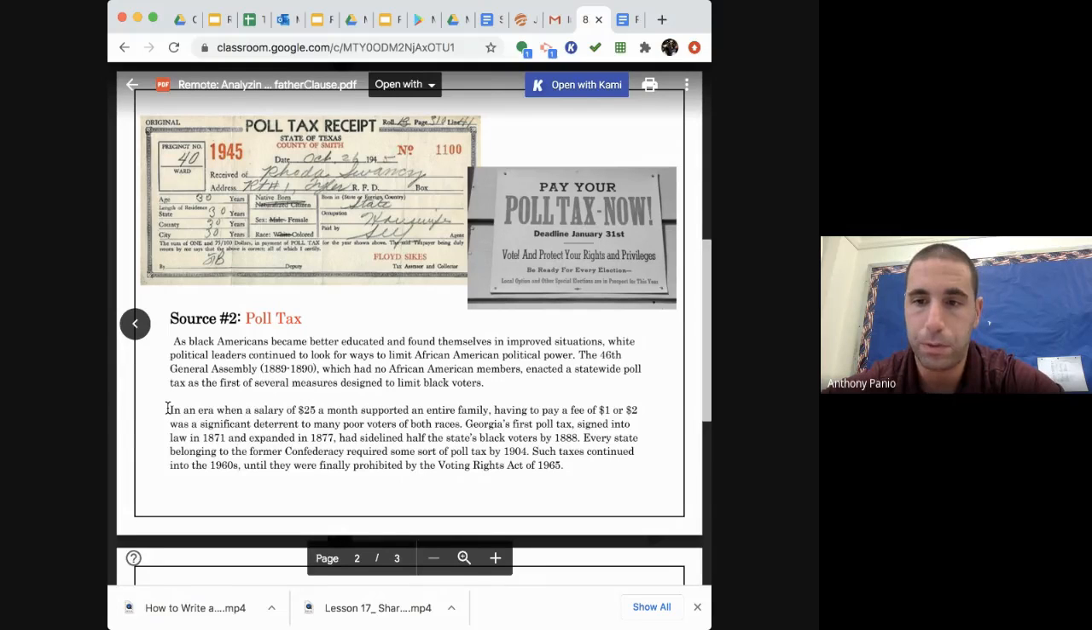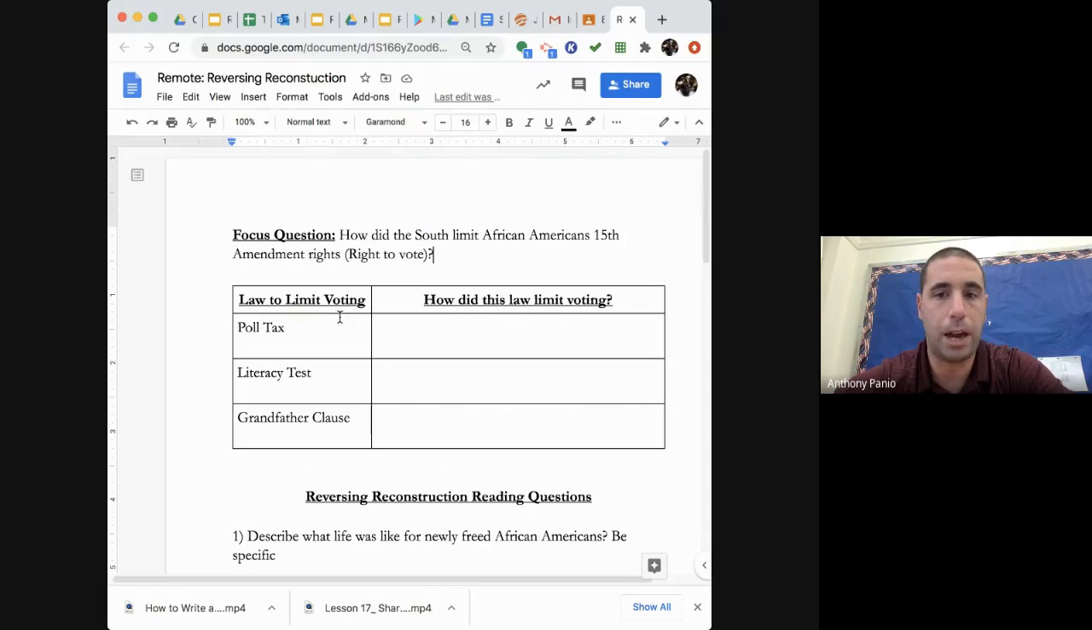Georgia's first poll tax, signed into law in 1871 and expanded in 1877, had sidelined half of the state's Black voters by 1888. Every state belonging to the former Confederacy required some sort of poll tax by 1904. So all of the former Confederate states had this poll tax, okay? And what a poll tax is, now we're going to fill in our graphic organizer, okay? Another word for a poll is voting. So in other words, it's a voting tax. So it's money that was charged to people to vote.